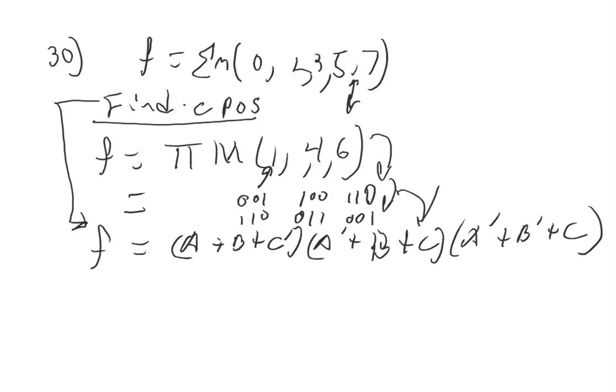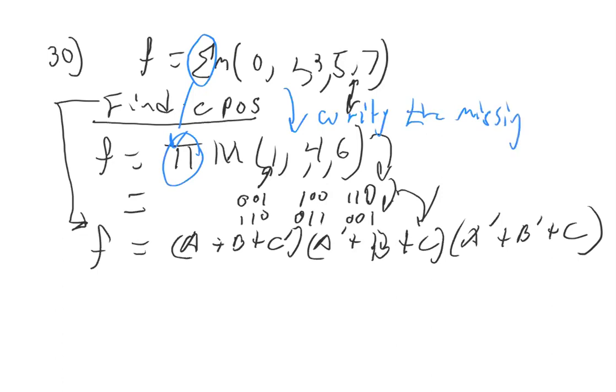Let's try and change colors again. We went from sigma to pi, right? That was part of the procedure. We wrote the missing indices of the terms 1, 4, and 6. So the next step in the procedure is to write the missing indices. That's the complement of the set. And then you can write it out directly in longhand notation once you have your indices.